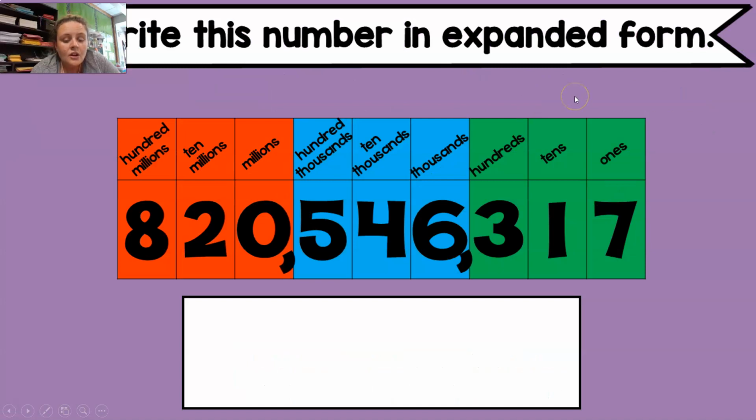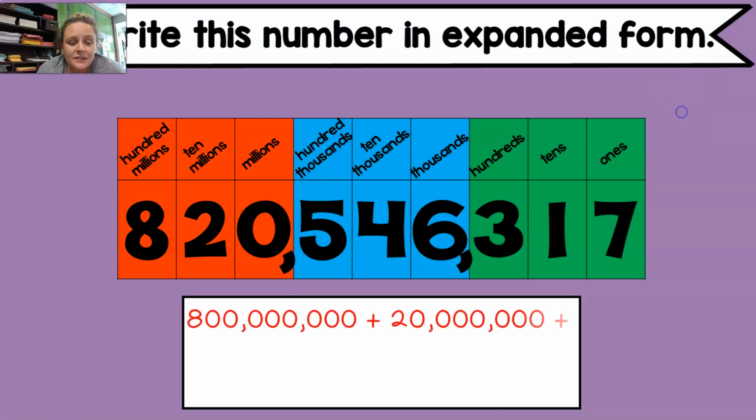Okay? Go ahead now, and I want you to pause the video and try writing out the place value in expanded form. Pay attention to the zeros and add your plus sign. Welcome back. Let's see how you did.